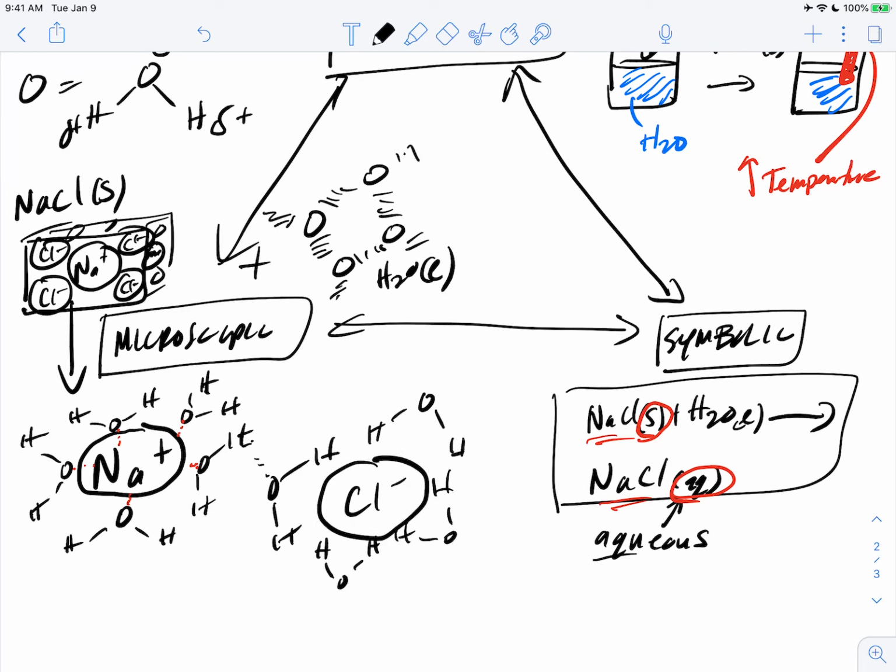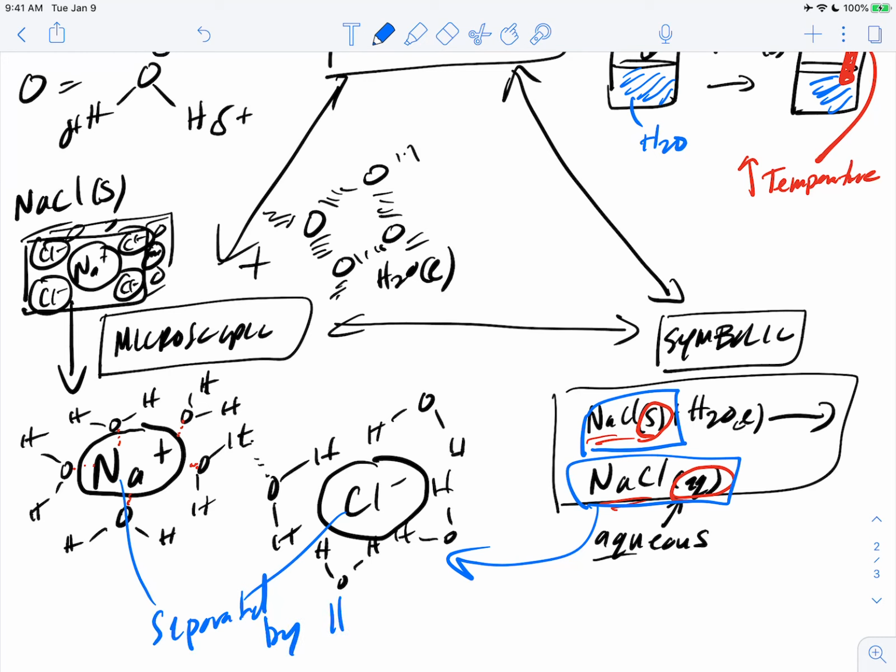So what's the difference between NaCl solid and NaCl aqueous? Well, the Na and the Cl are no longer bonded together. They are separated by the water, and that water is replacing those ionic interactions with its own polar interactions. Again, we're not going to get into all the details, but we can see in the microscopic view that NaCl solid looks different than NaCl aqueous, and the aqueous is really telling us that the Na and the Cl have broken apart. They are no longer interacting with each other, but they are interacting with the water instead.